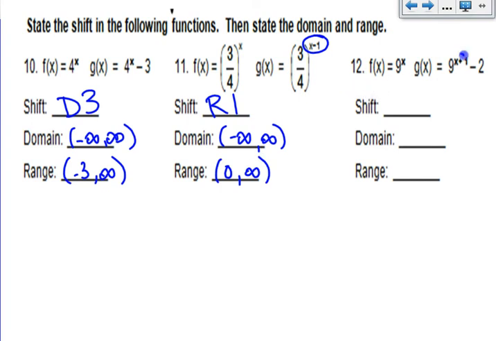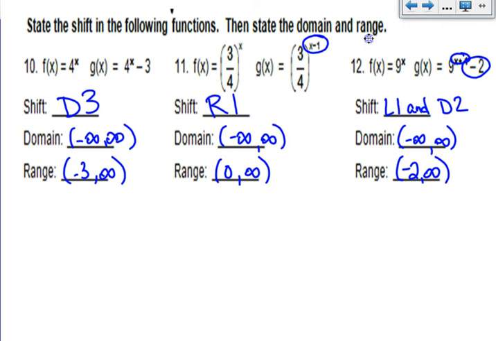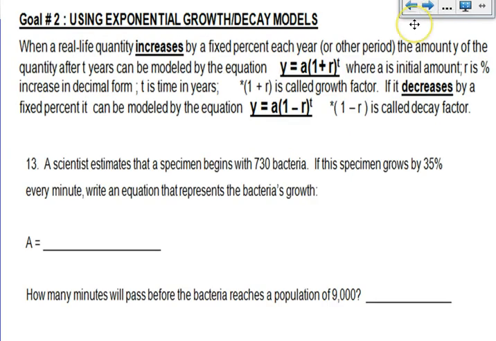Now for number 12, we've got an x plus 1 here and then a minus 2 off to the side. So I think that was shifted left 1 unit, but it was also shifted down 2 units. So for our domain, even though it was shifted left, it's still negative infinity to infinity. And our range, since it was shifted down 2 units, starts at negative 2 and then goes up forever. So the transformations of growth and decay are definitely going to affect the range, but they won't do anything to affect the domain.